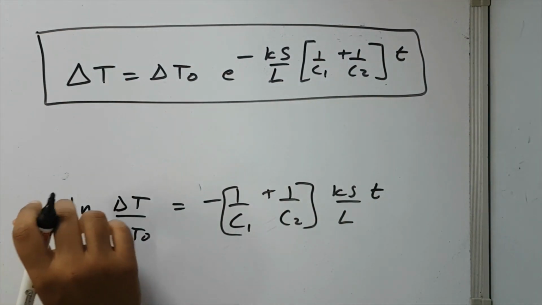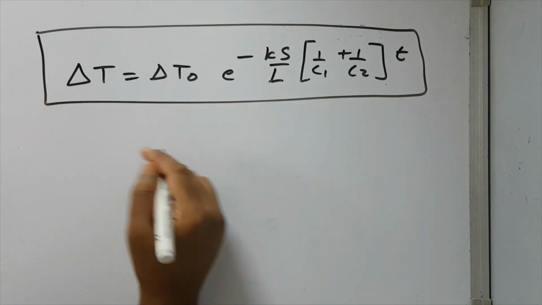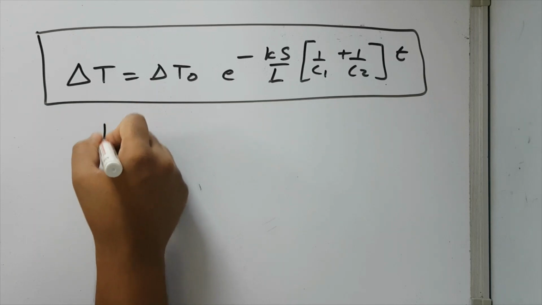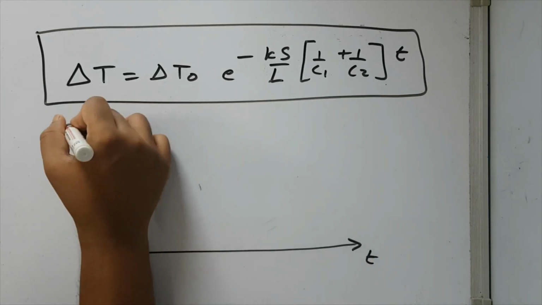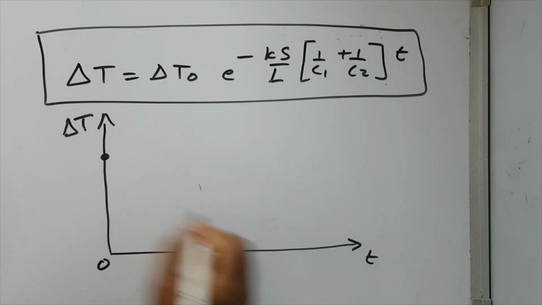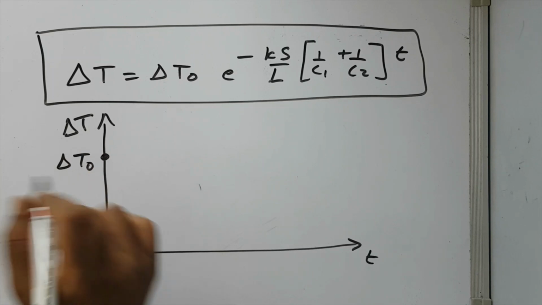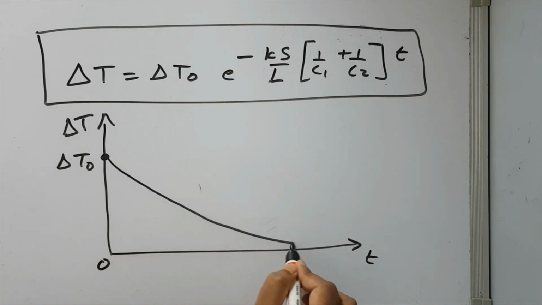Okay, now if I ask you to draw the graph of delta T versus time, you could clearly see that this is an exponentially decaying graph. Okay, delta T versus time, initially at t is equal to 0, the temperature difference was delta T naught, and it is going to exponentially decrease to 0. Okay, so that was the first question of the thermal physics revision series.